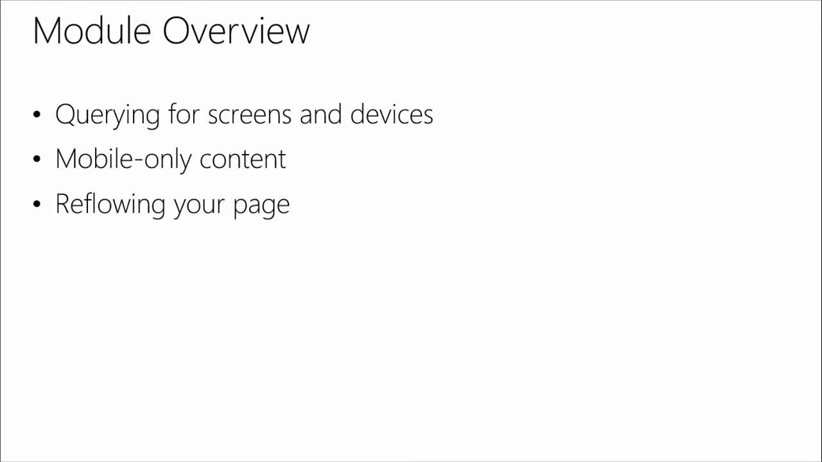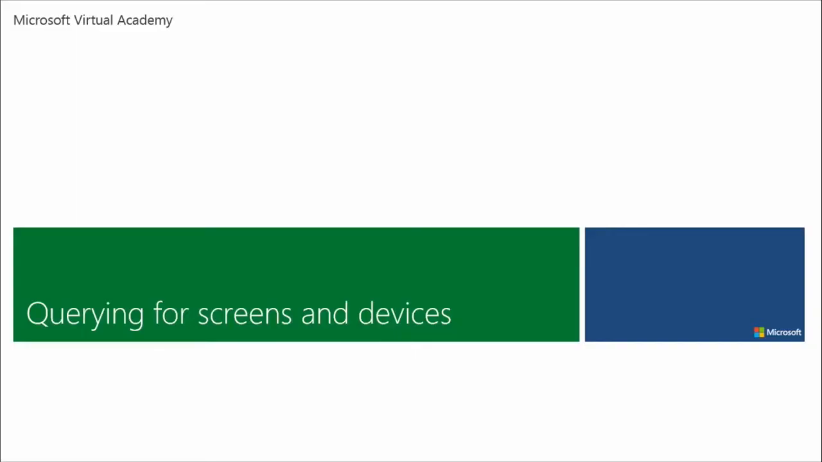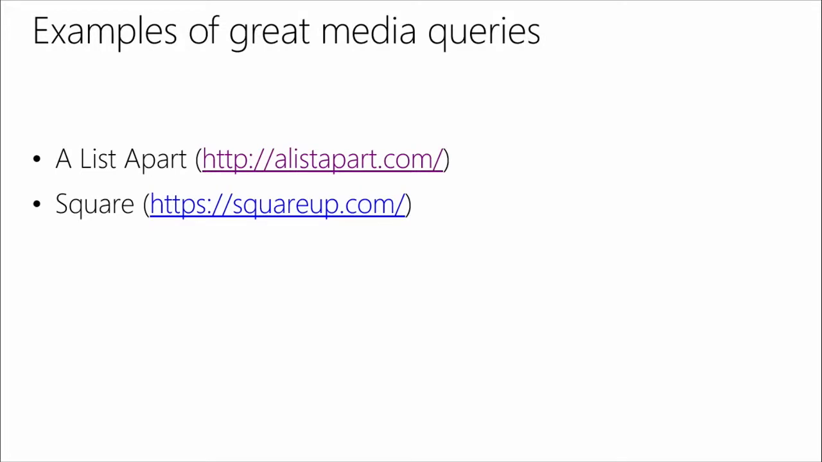Oh, yeah, there are other ways to do responsive web design. The meta viewport tag, for example, is something that is used quite commonly, but we're going to cover just media queries in CSS. Okay. So the first thing we're going to talk about is how to query for different screens and different devices. And when we do that, I want to first cover what are some good examples of media queries? Why do we need them?